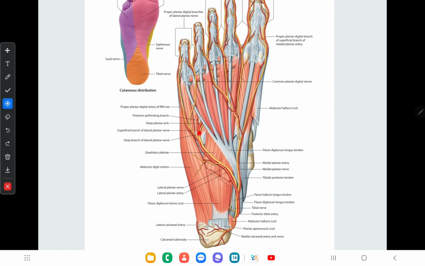Then from the deep terminal branch, this branch curves medially with the lateral plantar artery. It curves here medially. Then it supplies adductor hallucis, second, third and fourth lumbricals, all interossei muscles except those in fourth intermetatarsal space, because it is supplied by the superficial branch. So that's all about lateral and medial plantar nerves.